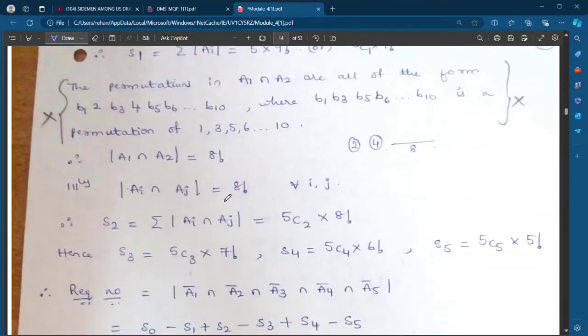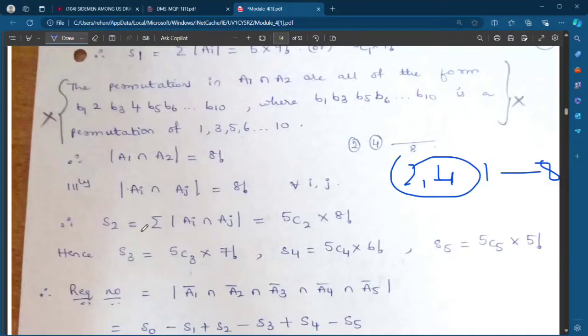Similarly, we have to do it for Ai intersection Aj. That will be 8 factorial. How? We are taking 2 and 4 out at a time. So the remaining things, 1 to 8, will be left. The number of elements is 1 to 8. So that's why 8 factorial.